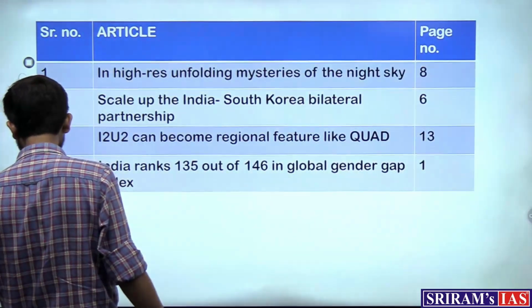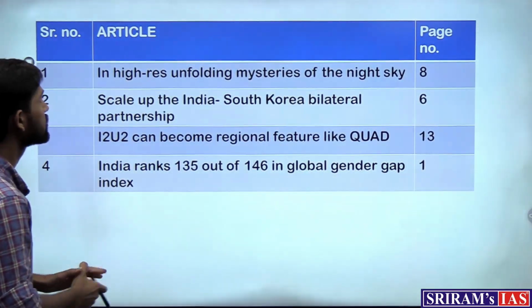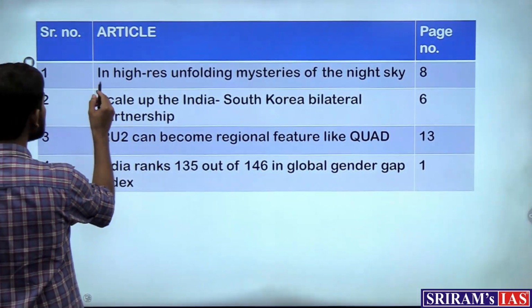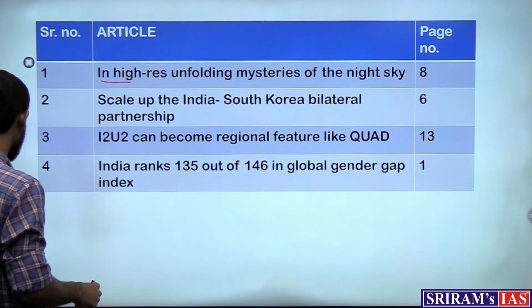The important articles which feature in the Delhi edition of the Hindu newspaper are on our screens. Let's take up the first article for our discussion.